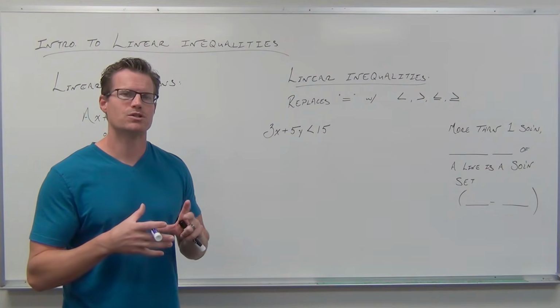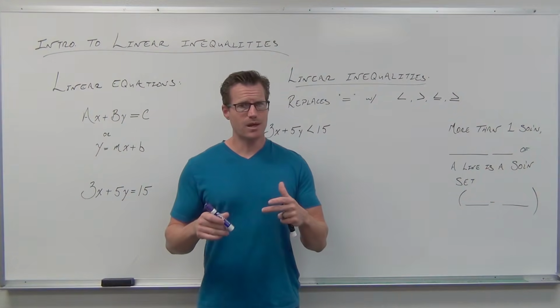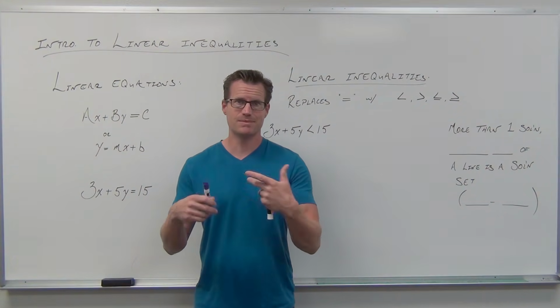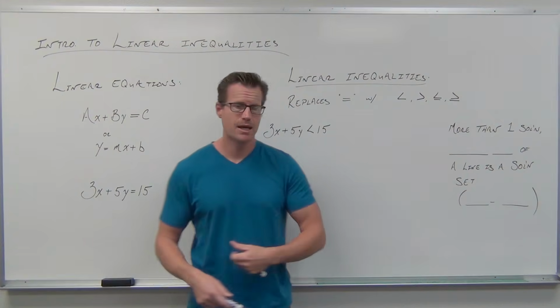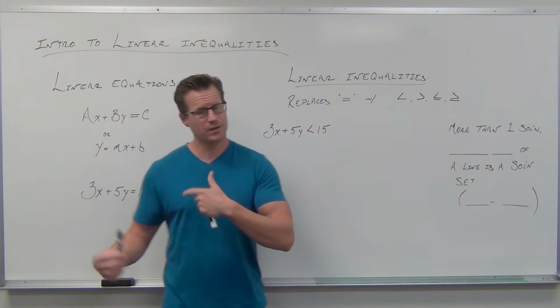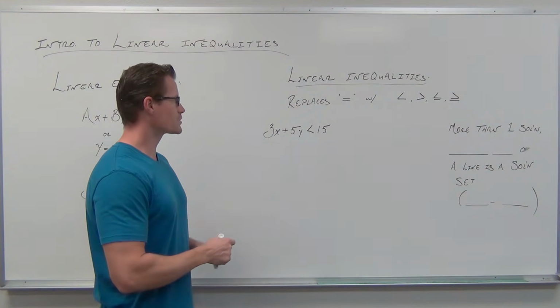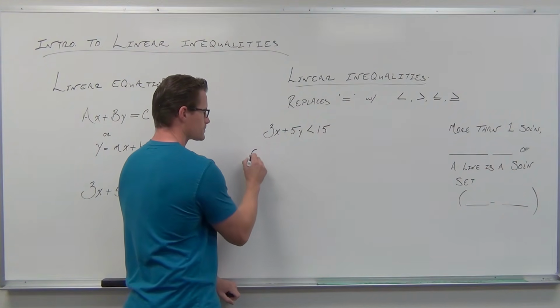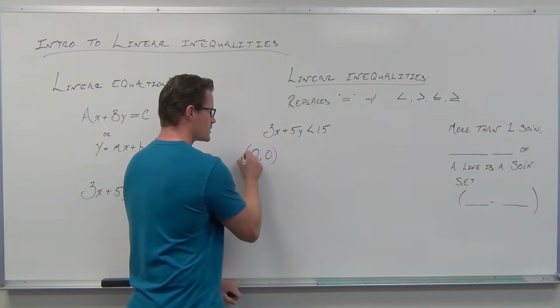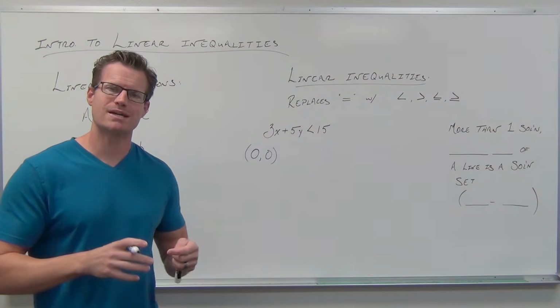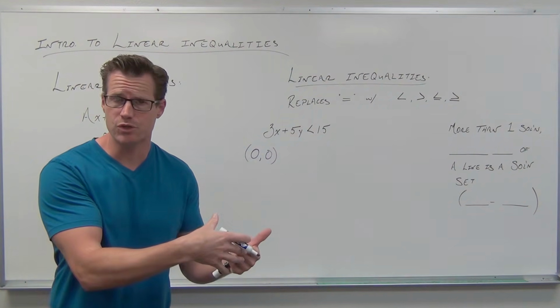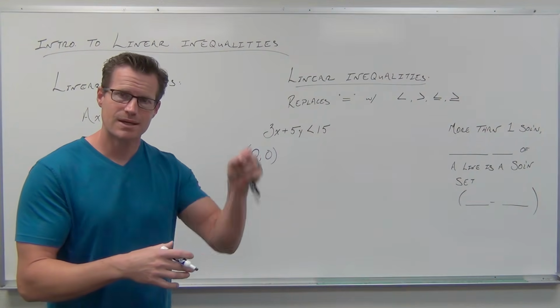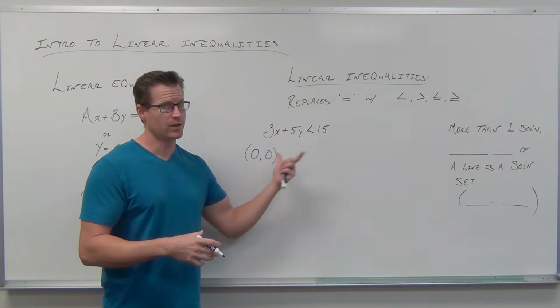And the main thing I want you to distinguish is there's going to be a big difference in the picture between a line and a linear inequality. So between a linear equation and a linear inequality. Let's try a very simple one. Let's plug in 0, 0. So 0 for x, 0 for y. Remember, what we're doing here is we're testing whether an ordered pair is a solution or not, whether a point satisfies that inequality or not.